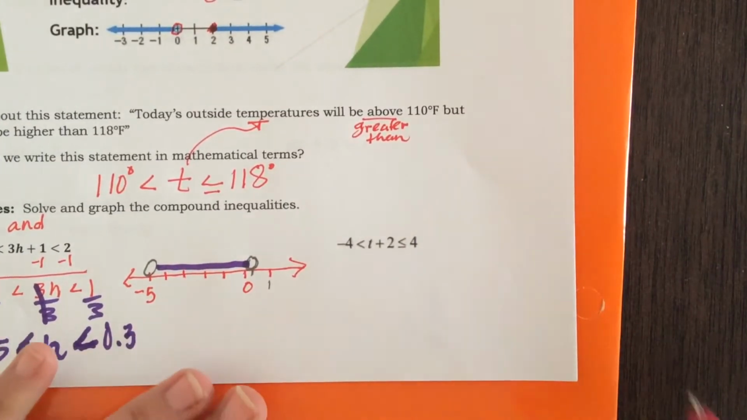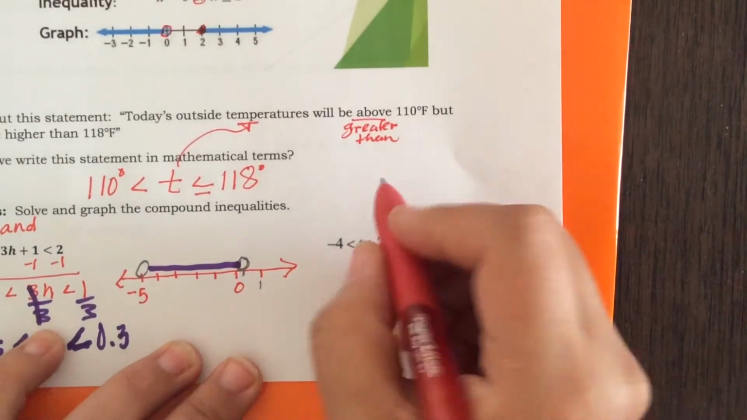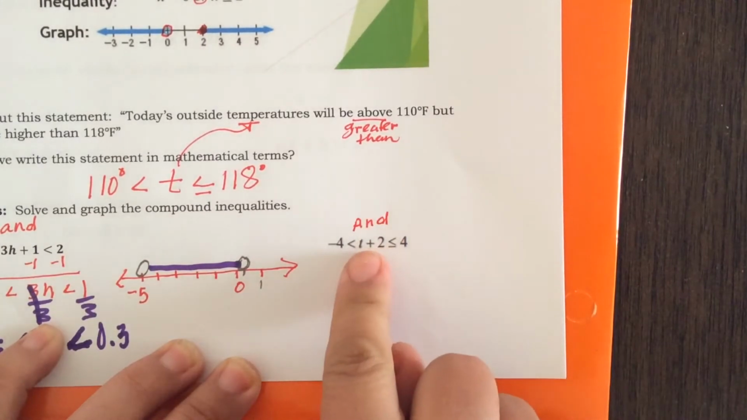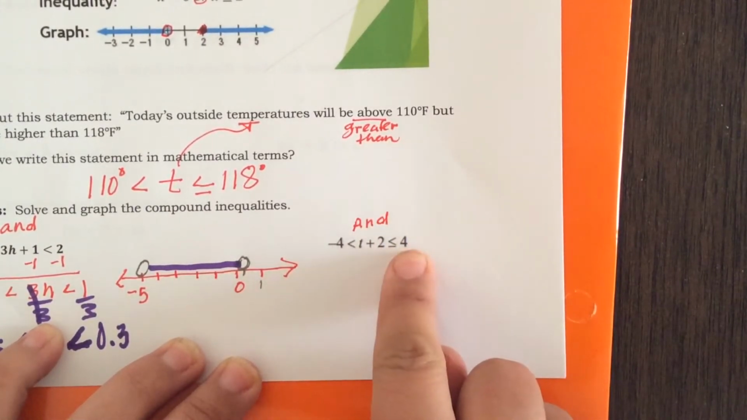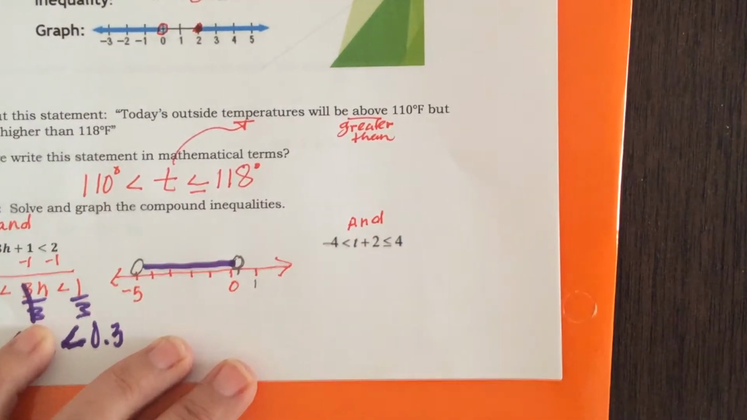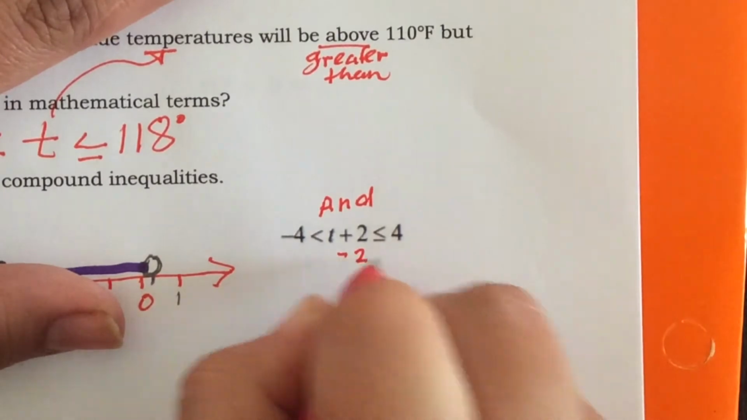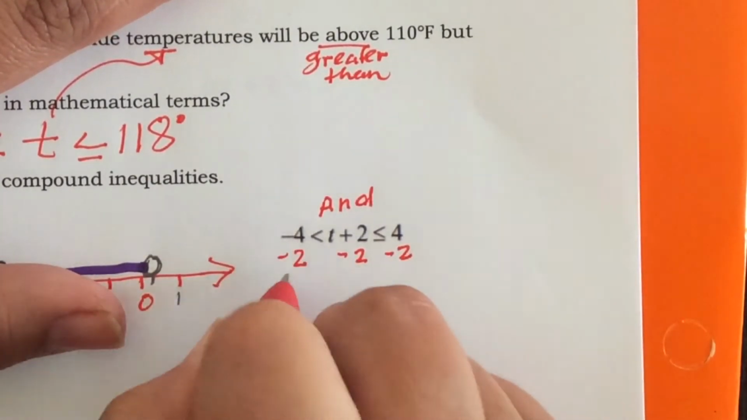Hello, I'm back over here and I'm going to keep on working on these examples. Again, this is an and statement because you have the t plus 2 in between -4 and +4. So our goal is to leave this t in the middle. So I need to subtract 2 on the right side in the middle and then on the left side.